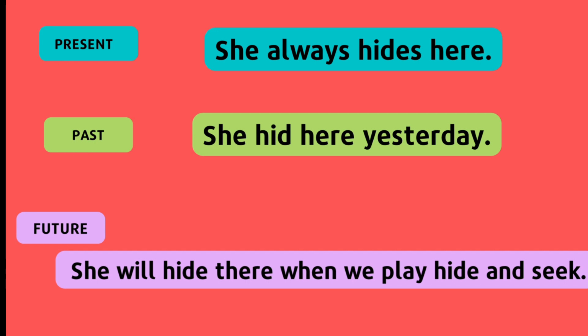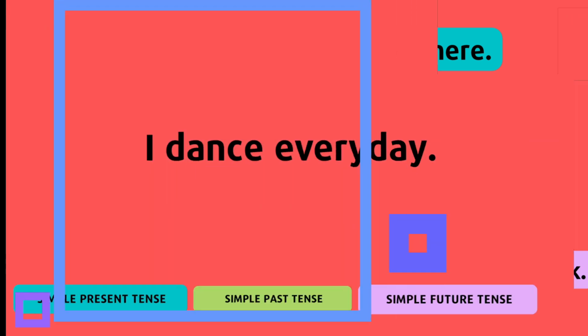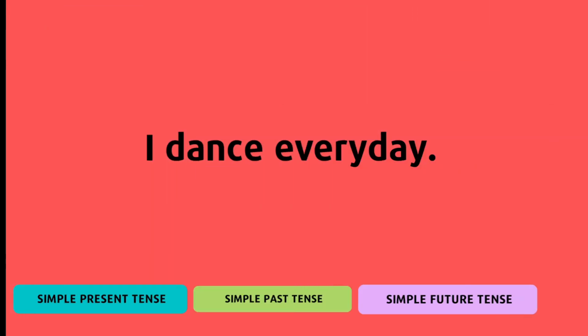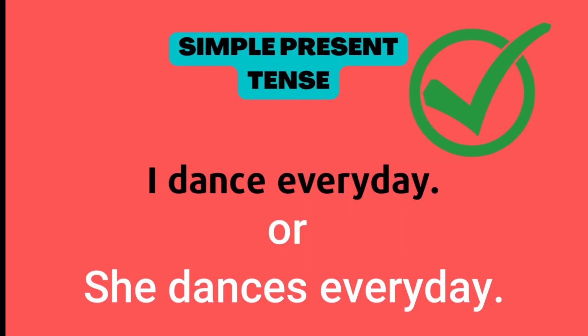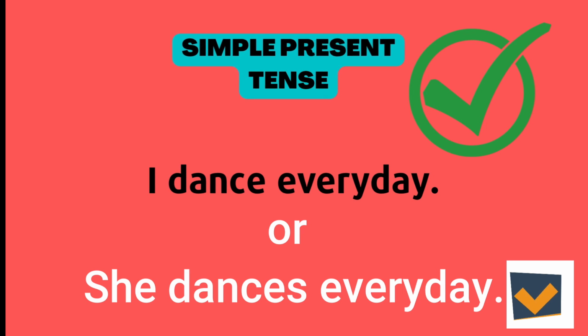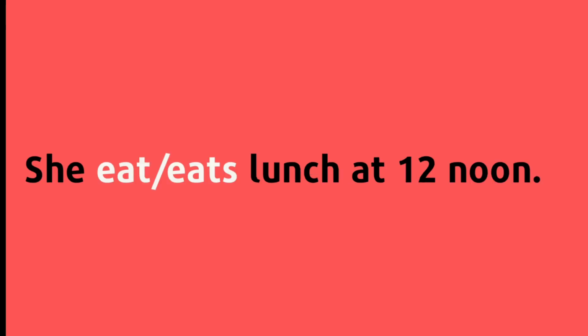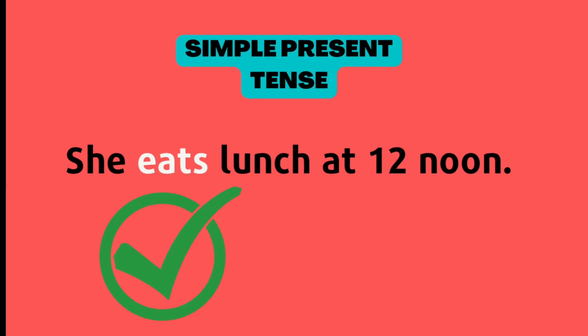Is this sentence in the simple present, simple past, or simple future tense? I dance every day. It's in the simple present tense. The verb dance doesn't change form. So which is correct? She eat lunch at 12 noon, or she eats lunch at 12 noon. Eats lunch at 12 noon is a simple present tense. Third person pronoun she is used, so the verb changes form to a plural form.